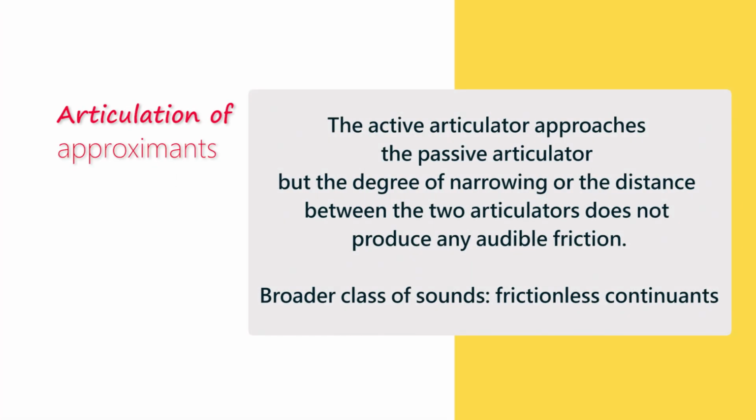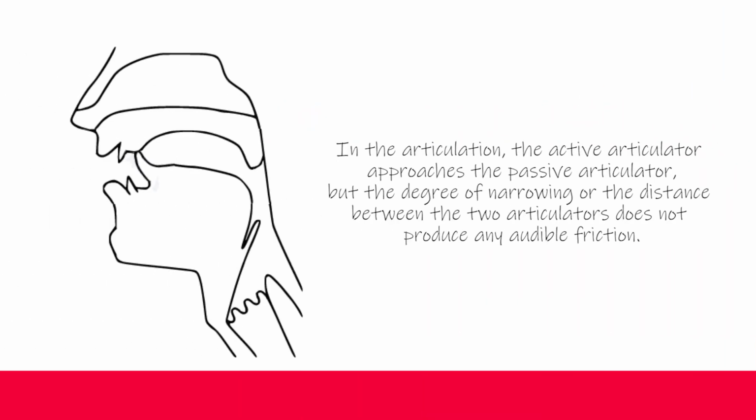An approximant is a term in phonetics referring to a speech sound that belongs to the broad class of frictionless continuants. So there's no friction between the two articulators. In the articulation of approximants, the active articulator approaches the passive articulator, but the degree of narrowing, or the distance between the two articulators, does not produce any audible friction. So you need to be careful.